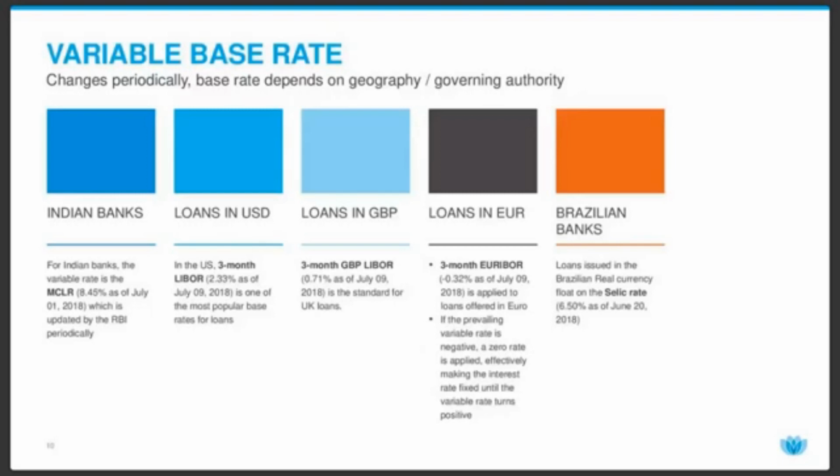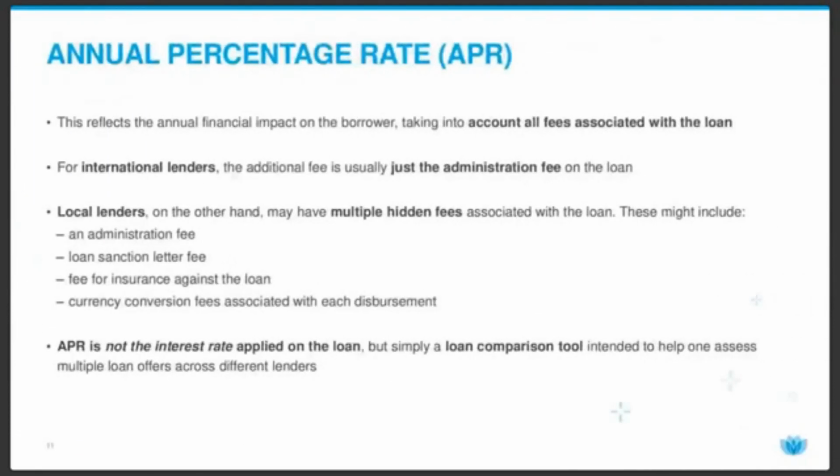Again, I believe there's an international audience here, so quickly touching on Brazilian banks, the Selic rate there, which is the bank variable rate, is 6.5% as of the most recent change. So now that you have an understanding of what variable rates can look like, we can talk about annual percentage rate or APR. I brought this up earlier as well. It's as simple as saying, now that you know your overall interest rate, does that help you compare loans if you have more than one offer?